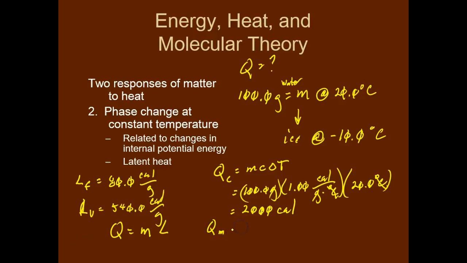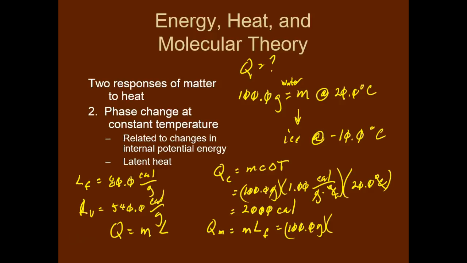Q melting. Anyone remember? I've written it on the board. In fact, it's on the board right now. ML. Which L? There's 2 L's. LF, the latent heat of fusion. And the mass, what's the mass of this cold water? 100 grams. Okay, that hasn't changed. 100.0 grams. And what's your latent heat of fusion for water?